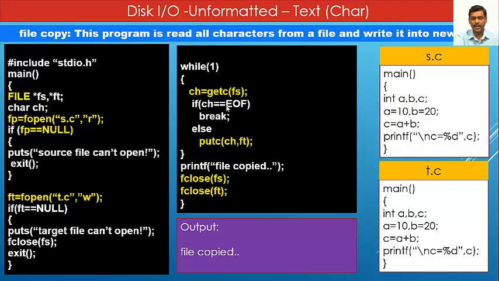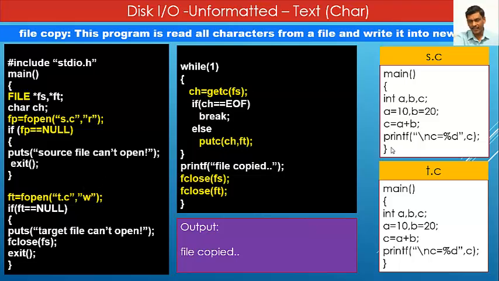So it reads character by character. The condition is false each time. So it writes a semicolon, closing brace. The main function closing, it reads the closing brace. Closing brace equal to EOF, false. So it puts that closing brace in ft, that is t.c. So it continues the loop.